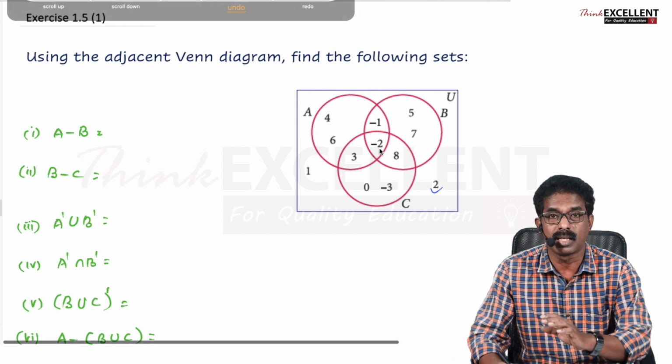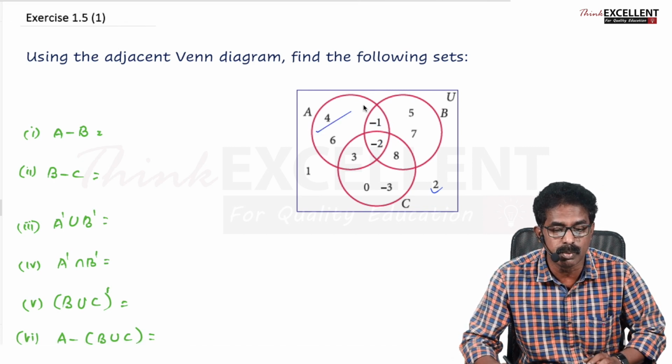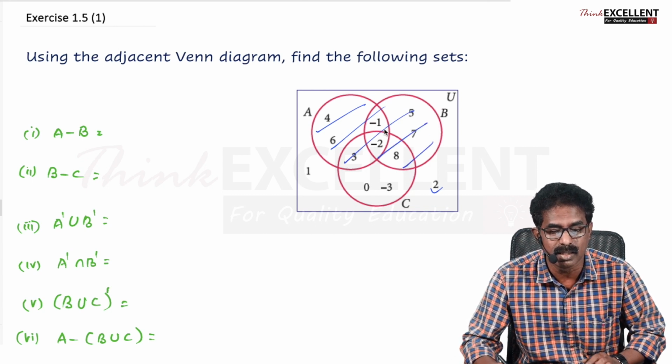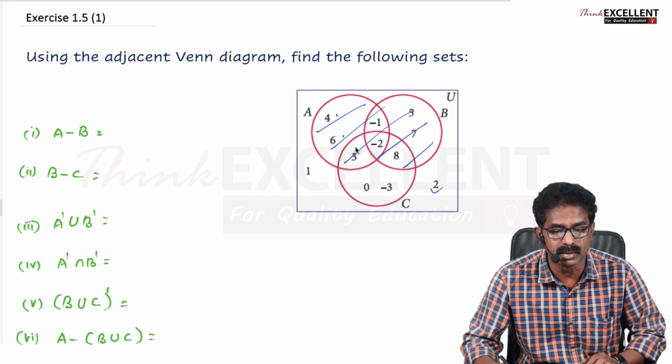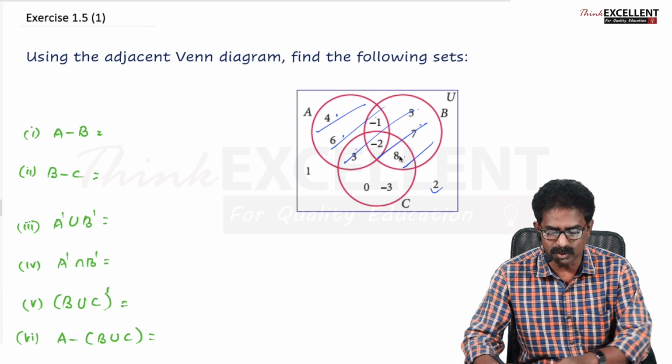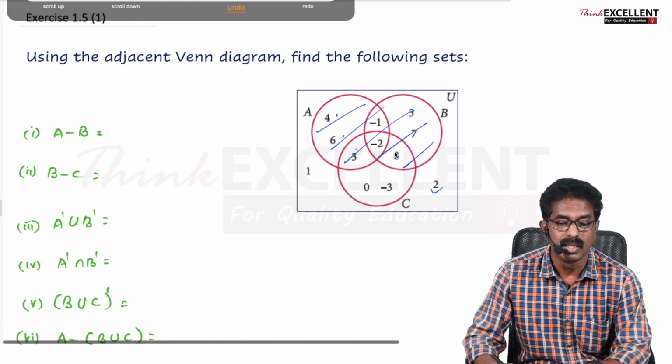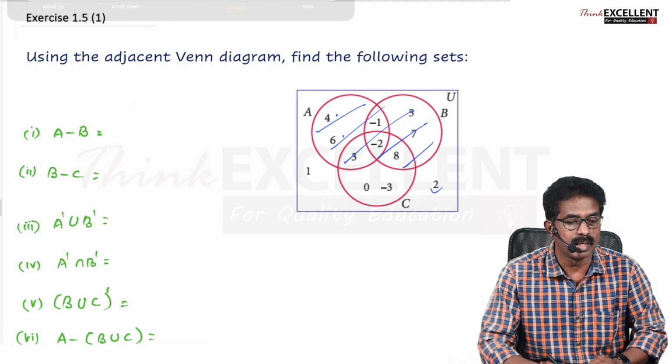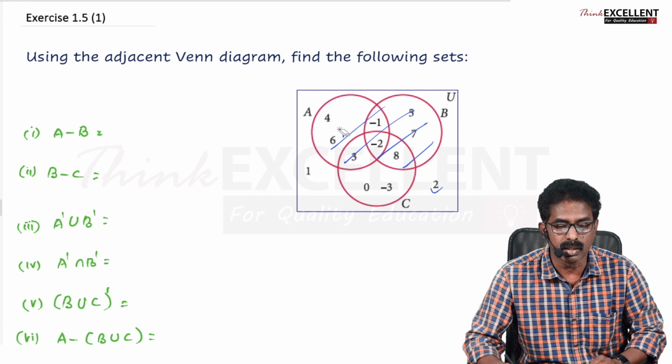Suppose I am asking what are the elements in A union B? A union B means you must know which portion. This is A union B, right? What are the elements there? 4, 6, 3, -1, -2, 5, 7, 8, right? Like that you can say. But only thing, you don't repeat the elements, okay? And better, if possible, write them in order, okay?